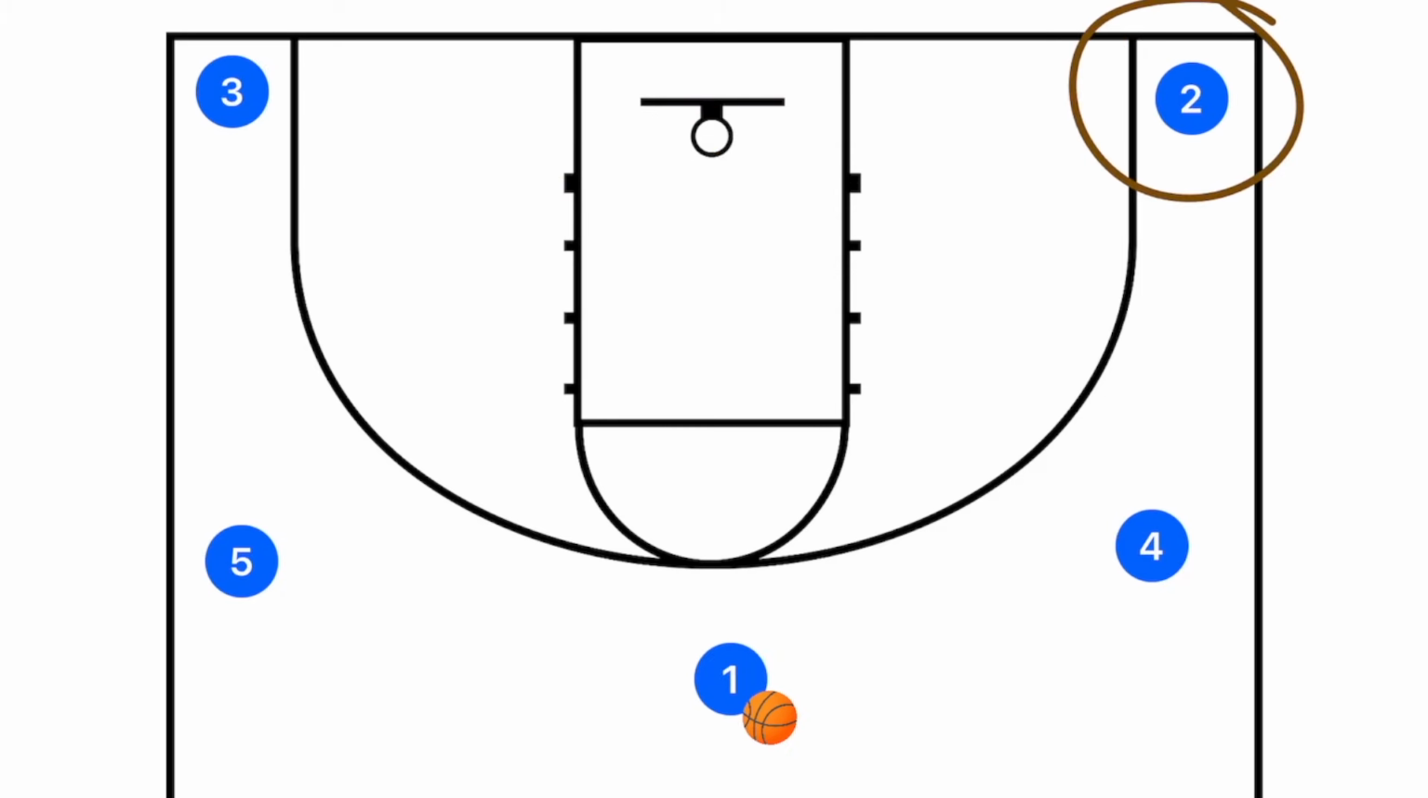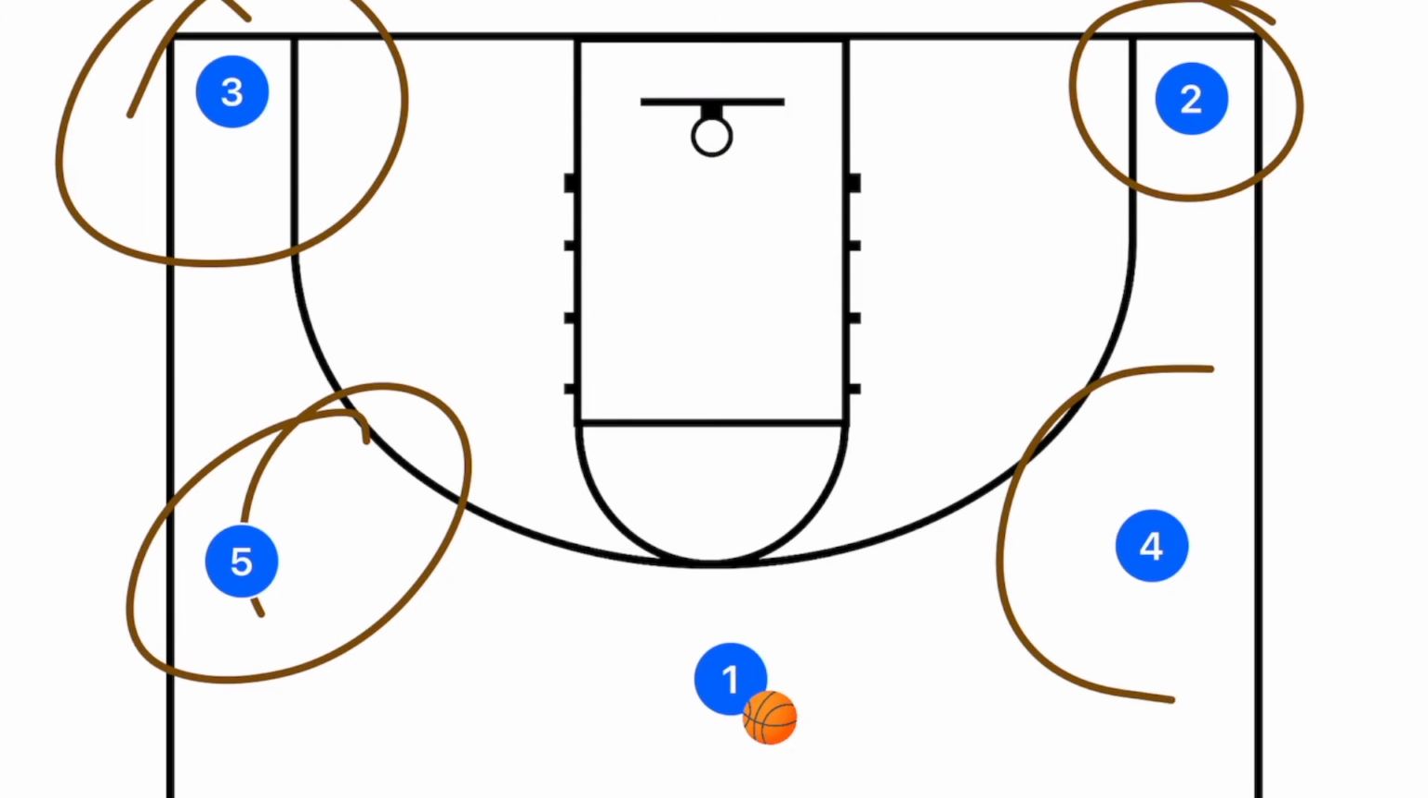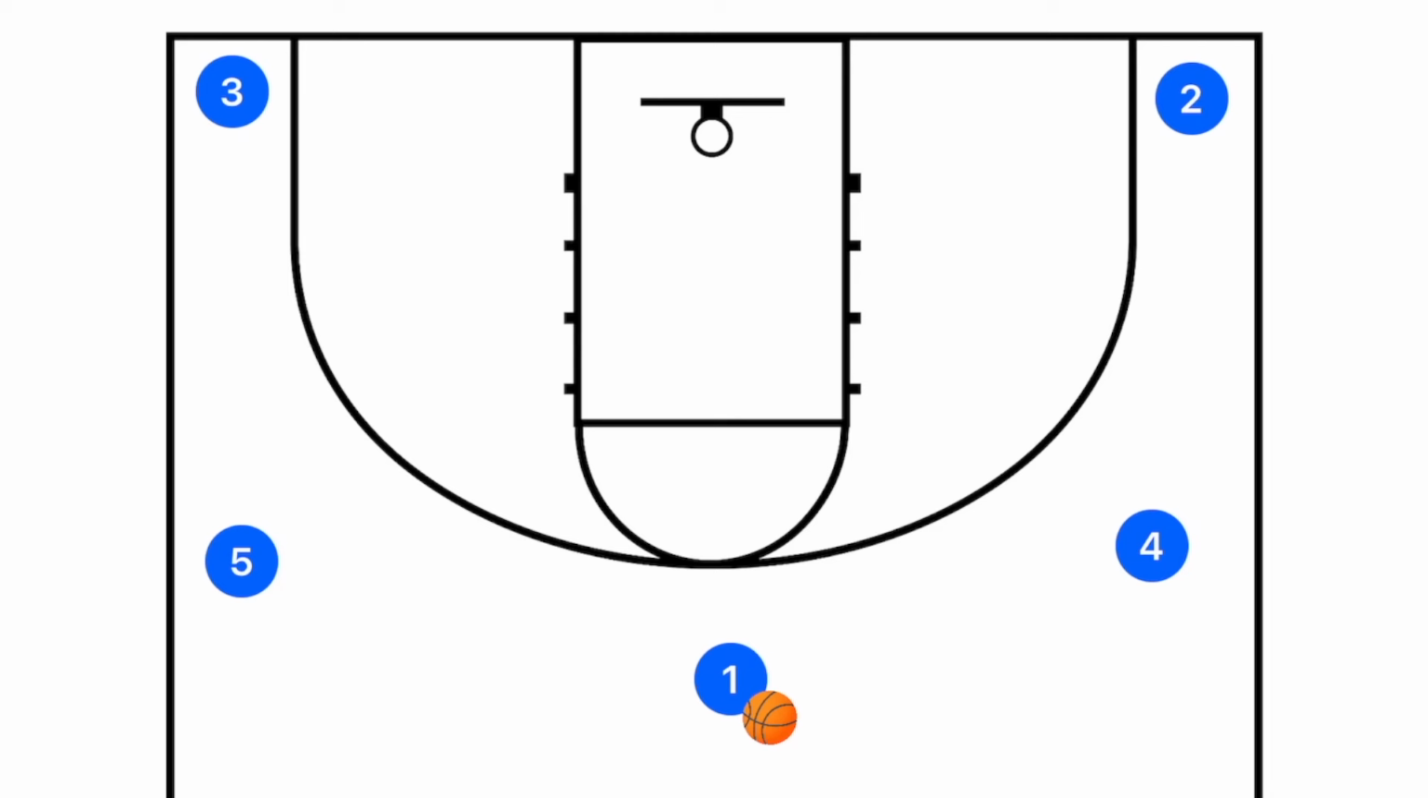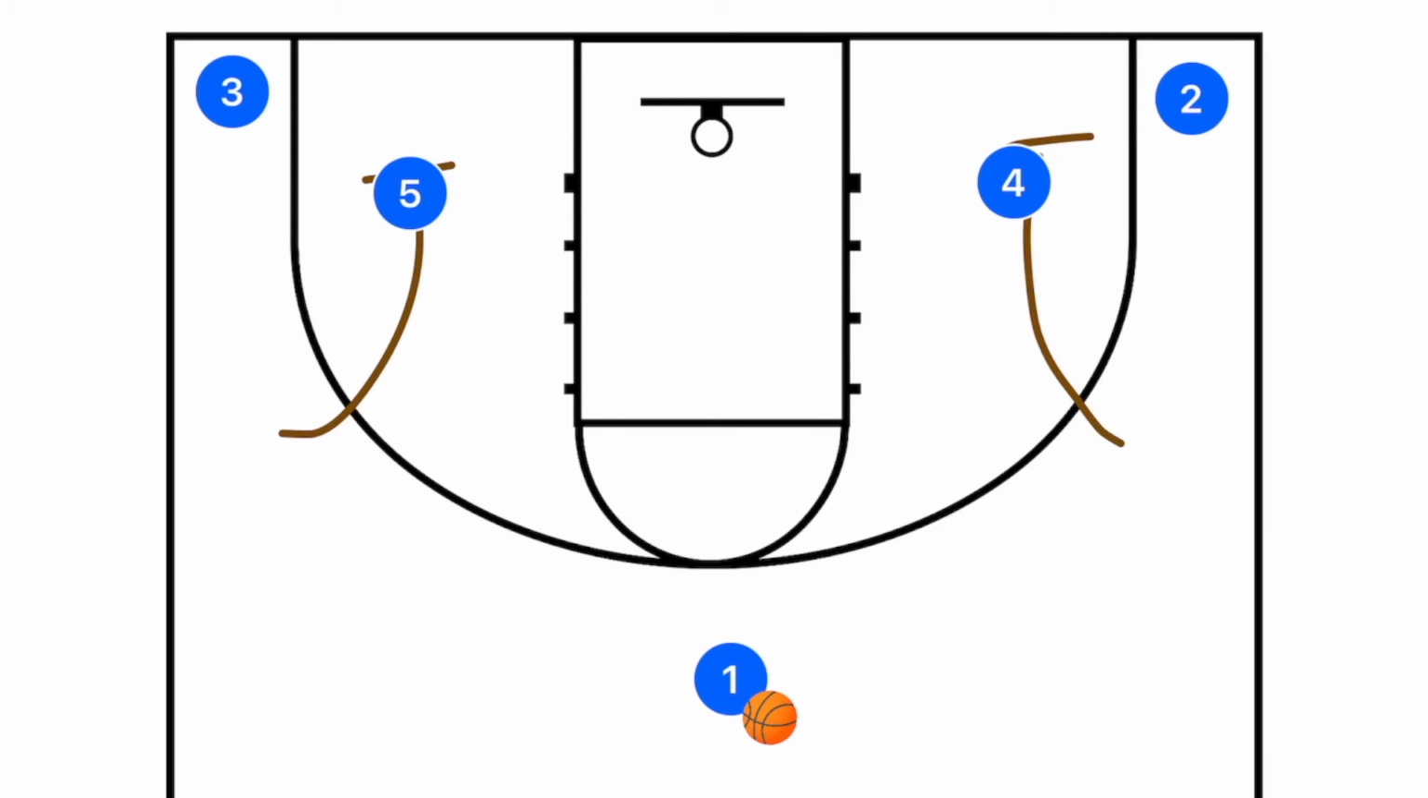Now, if you are running the 5-out offense with your playbook, what you can do is, if you want to have your big, tall players score, you can start them on the wing in this play, and they'll set pin down screens for players 2 and 3. The idea here is now for the switch to happen.